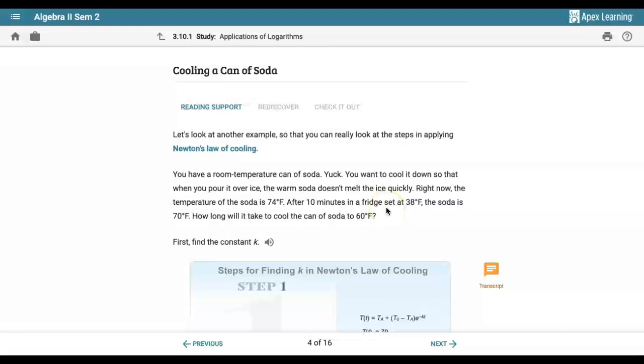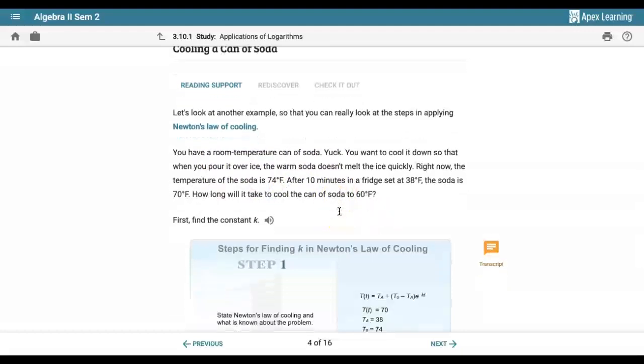Okay, so again, if we look at another example using Newton's law of cooling here, we can look at cooling a soda can. All right, so right now, if we look, we have room temperature soda. Yuck. All right, we want to cool it down so that it is a nice drinkable temperature, and so that when you pour it over ice, the warm soda doesn't melt the ice quickly.